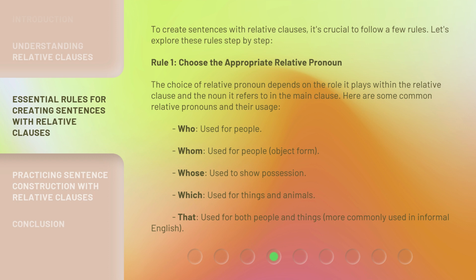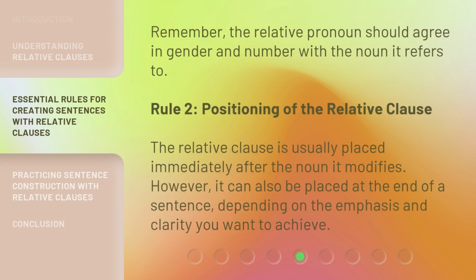Here are some common relative pronouns and their usage. Who, used for people. Whom, used for people, object form. Whose, used to show possession. Which, used for things and animals. That, used for both people and things, more commonly used in informal English. Remember, the relative pronoun should agree in gender and number with the noun it refers to.